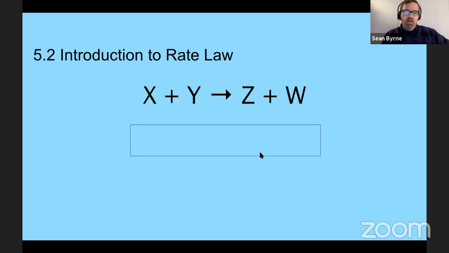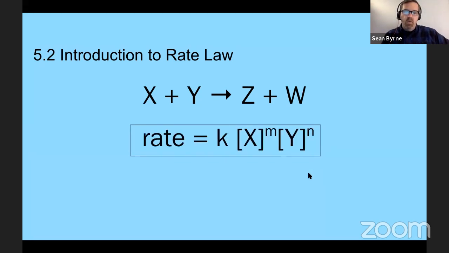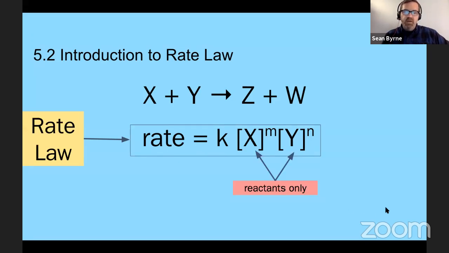What we can do is write what we would call a rate law. And a rate law has 3 important parts to it. This is a very general rate law for this reaction up here. First thing I would like you to notice is that it includes the reactants only. We can talk about the rate, we can talk about what's happening in any kind of equation, calculate like we did earlier today for reactant or product.